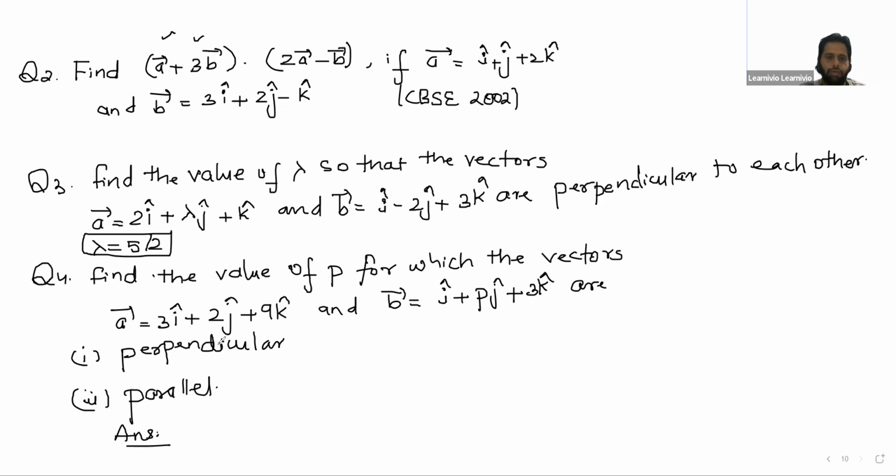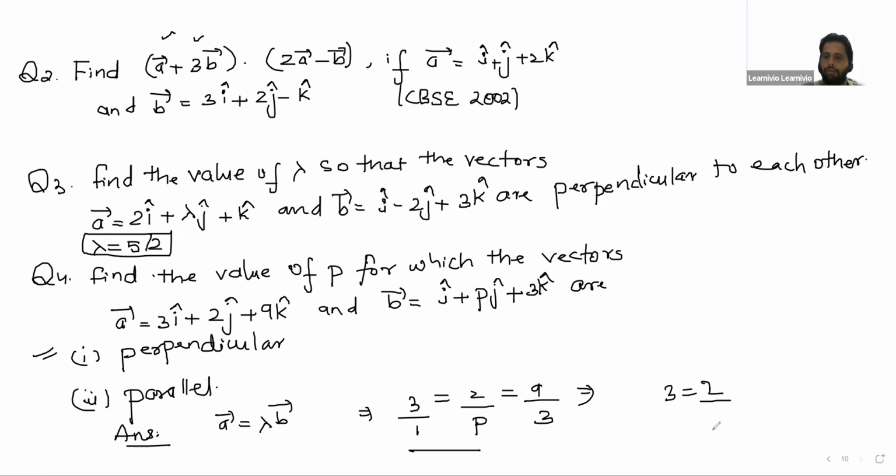I know you can do this perpendicular on your own. Parallel, I will tell you. A and B are parallel, so that means A and B are collinear. So we can say A is equal to lambda times B. By the formula which we have just seen, we can write 3 by 1 is equal to 2 by P is equal to 9 by 3. So we can take these two. So 3 is equal to 2 by P and P is equal to 2 by 3.